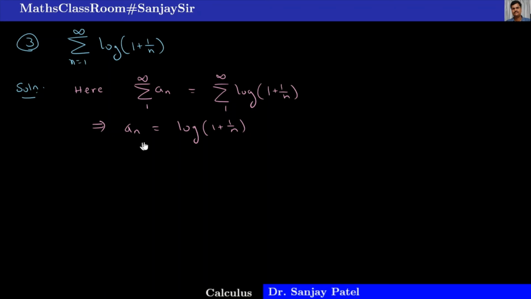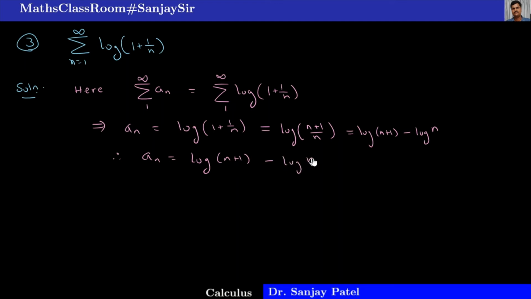Okay, for that I would like to write this log of 1 plus 1 by n in this way, log of (n plus 1) upon n, and this I can separate as log of n plus 1 minus log of n. So what we have proved is an is equal to log of n plus 1 minus log of n.